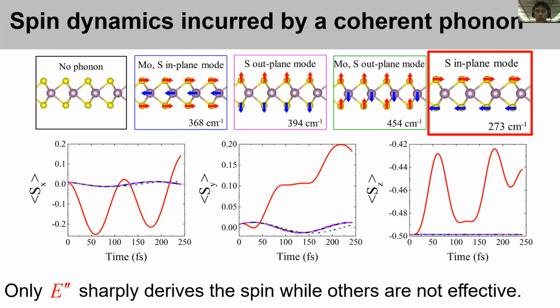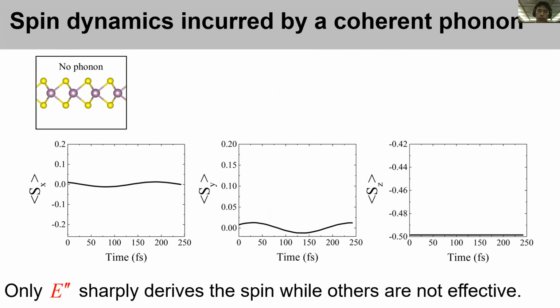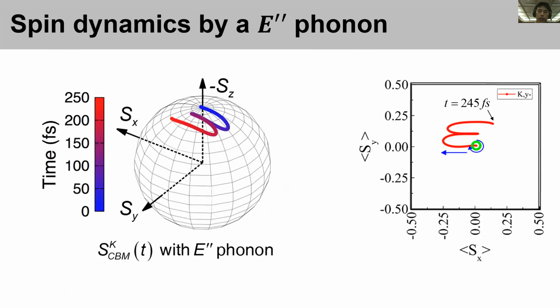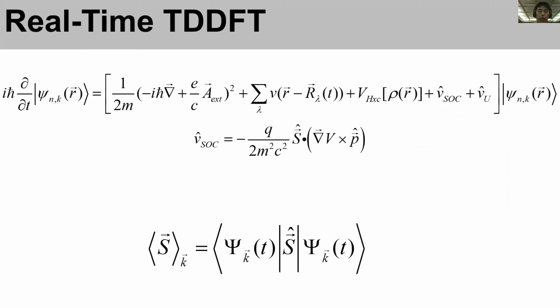So this phonon has the strongest effect on the spin dynamics, and on excitation of the linearly polarized E double prime phonon, we plotted the time evolution of spin, Sx and Sy, on this sphere below, and its evolution shows a strange behavior.